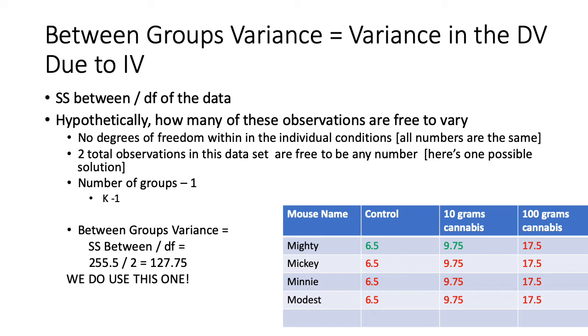Only 2 of these 12 numbers that we use in the sum squares between calculation are free to vary. So it's literally the between groups degrees of freedom is k minus 1, even though we're using 12 different numbers to calculate this sum squares. But if you look, only 2 of them are actually free to vary. So that's pretty cool. If you want a formula for degrees of freedom between, it's just number of groups minus 1, k minus 1.